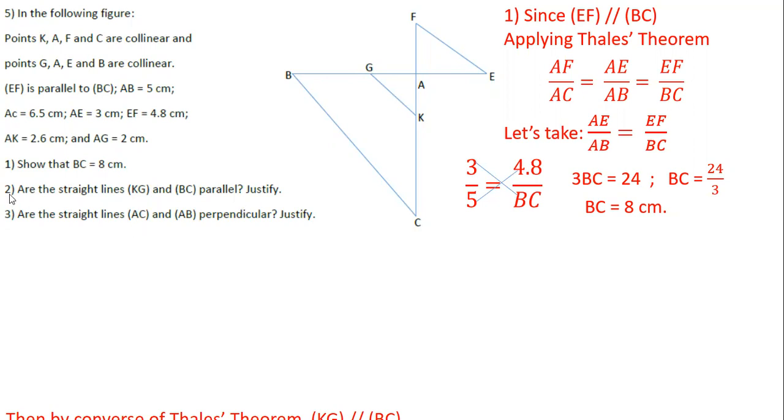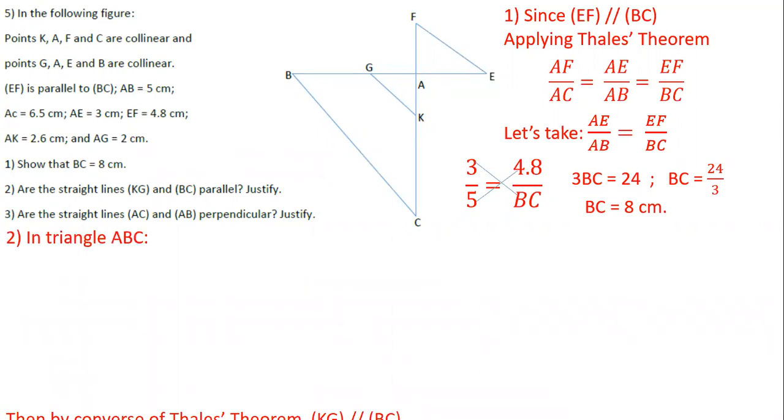Now, question number 2, we should read: are the straight lines KG and BC parallel? This is KG and this is BC. I should prove if these two lines are parallel, right? We use the converse, yeah. Which triangle do you take? KG and BC are in which triangle, Alex? KG and BC are in the big triangle ABC. So we take the big triangle ABC.